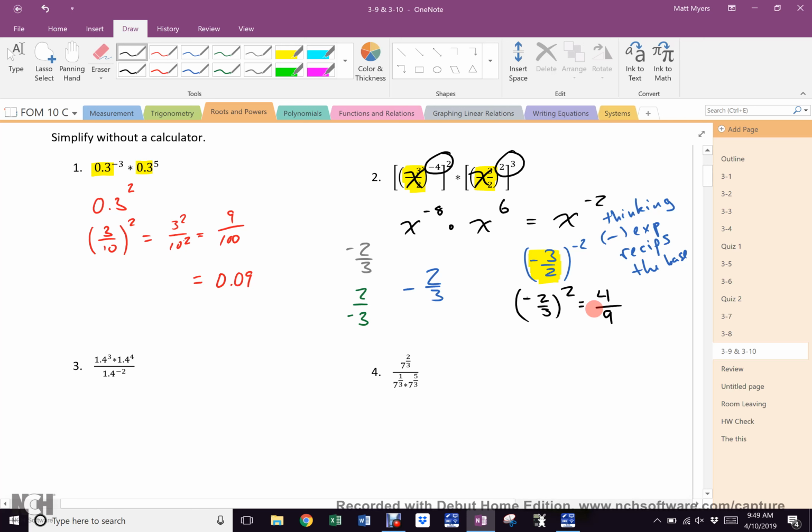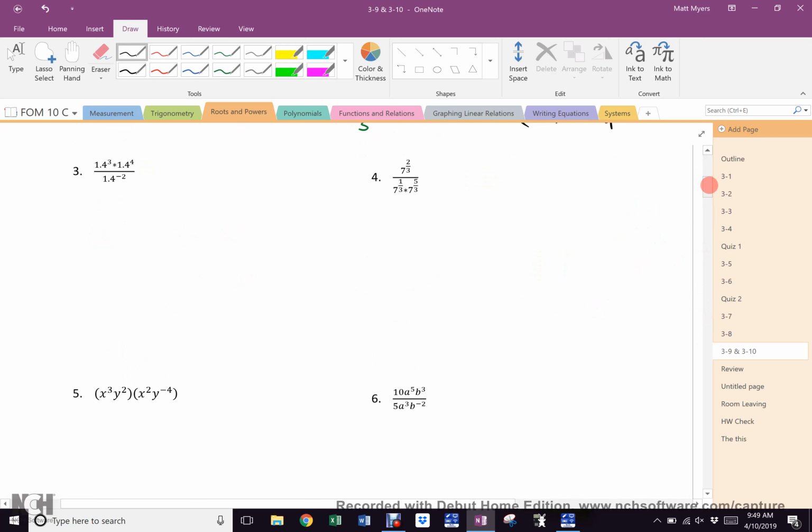Is everybody good? Okay, what's happening in 3? Anything weird? No, because it only looks weird, but it isn't weird, right? Because what do you notice? They're all the same base. So what do I do with those exponents on the top? 1.4 to the 7th over 1.4 to the negative 2. Now what do I do with those exponents? Subtract to get 1.4 to the what? There you go. Why is it 9? 7 minus 2 is 9.